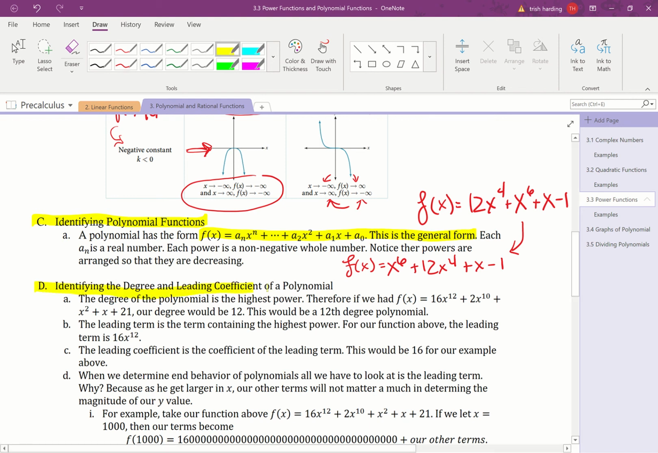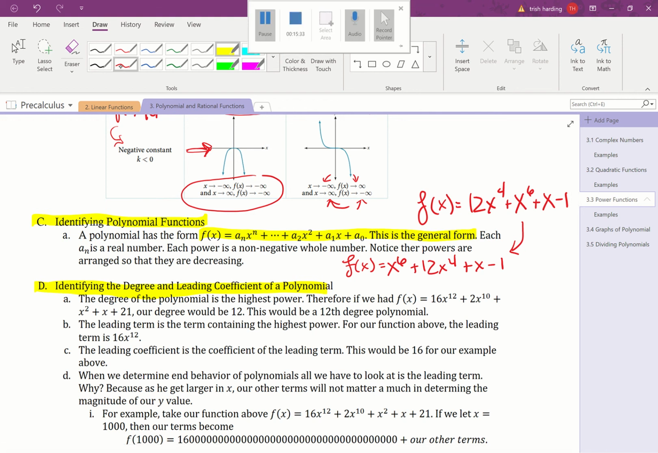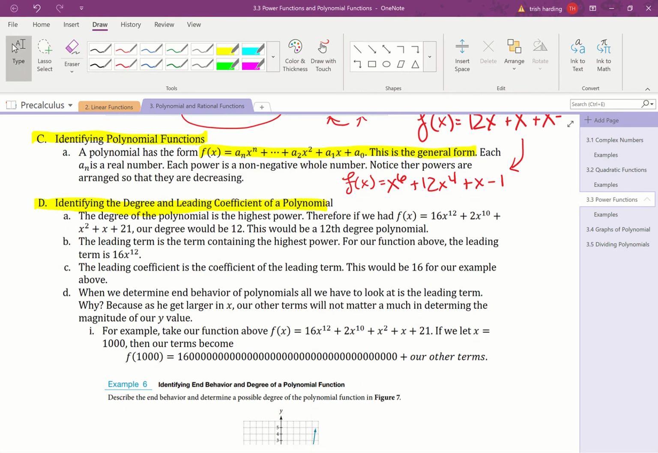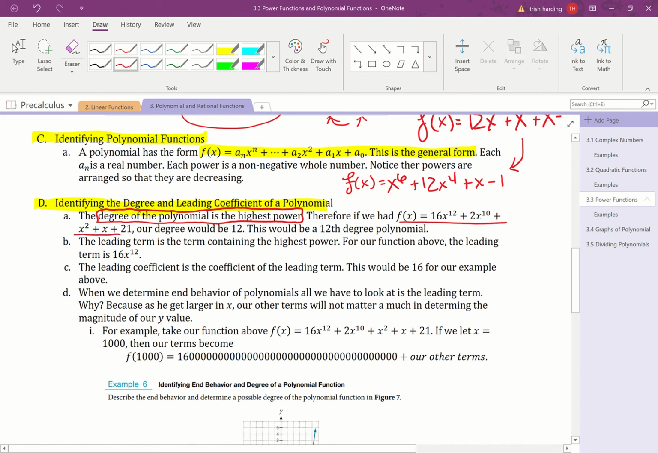So, identifying the degree and the leading coefficient of a polynomial. The degree, that's the first thing we're going to look at. The degree of a polynomial is the highest power. That means if we were given this polynomial, the degree is 12. That's the highest power. So in our example up here, it would be a 6th degree polynomial. This one is a 12th degree polynomial.